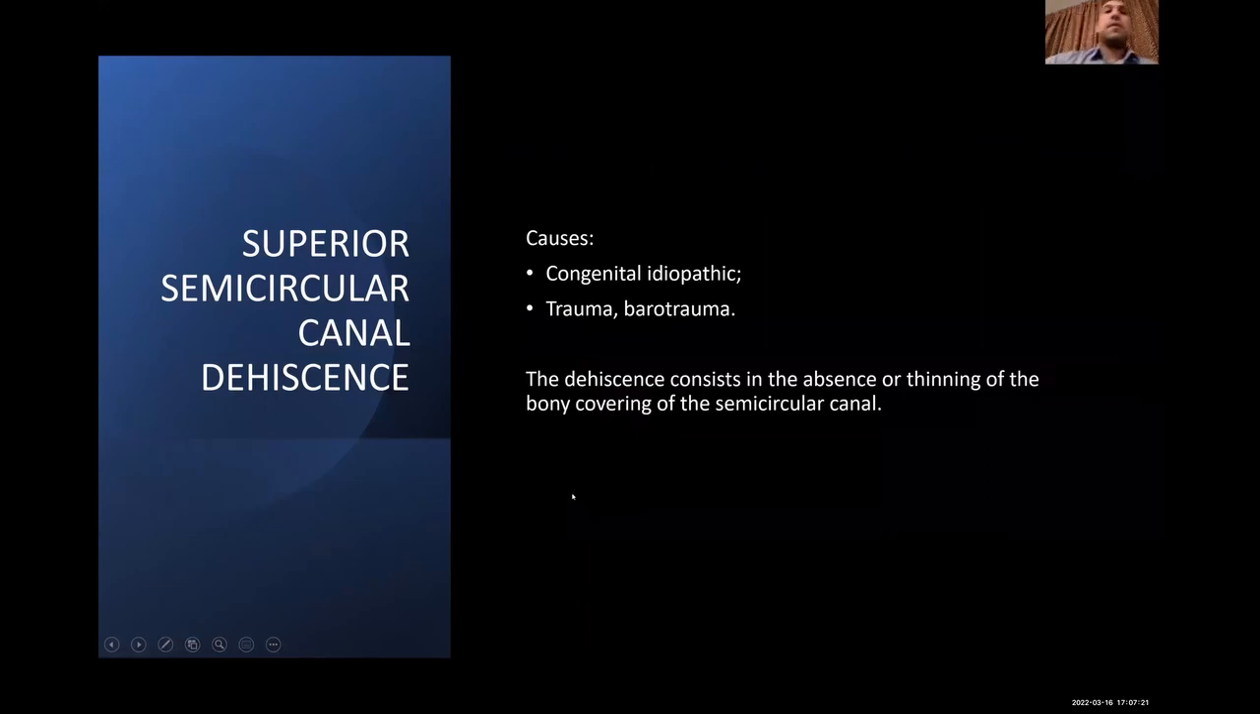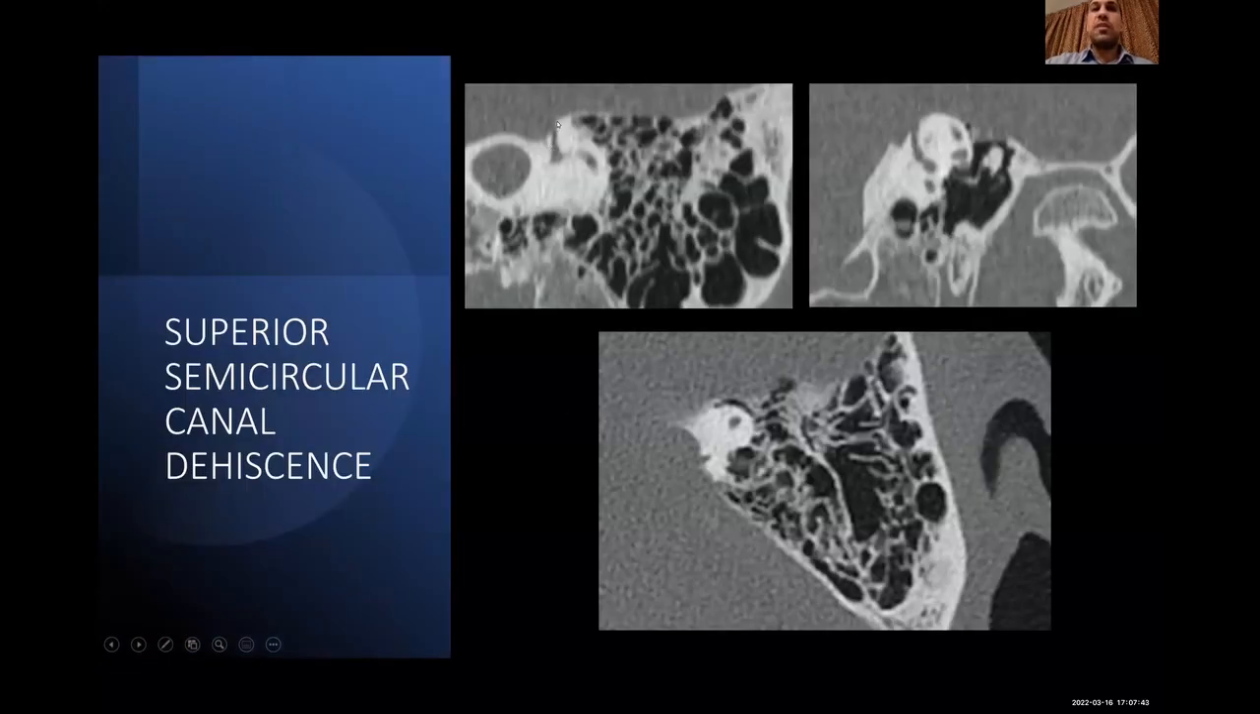The first pathology with us is superior semicircular canal dehiscence. All the semicircular canals and the vestibule and the cochlea are liable for dehiscence, but this is the most common and the most important. This could be congenital or due to trauma, barotrauma, and also with cholesteatoma. So here is the superior semicircular canal. You will find a defect here in the bone. So this is a dehiscent superior semicircular canal. And here also, there is dehiscence of the semicircular canal.